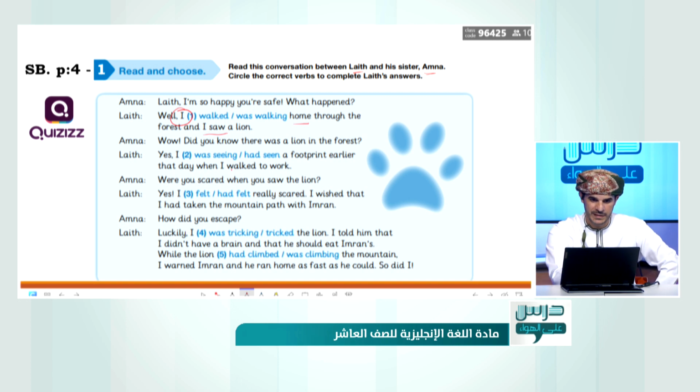Number 2, was seeing. Do we see was seeing or had seen a footprint earlier that day when I walked? Another verb here. Number 3, yes, I felt or had felt really scared. A completed action in the past. Number 4, was tricking or tricked the lion. The verb trick, you do it just once. So why continuous?